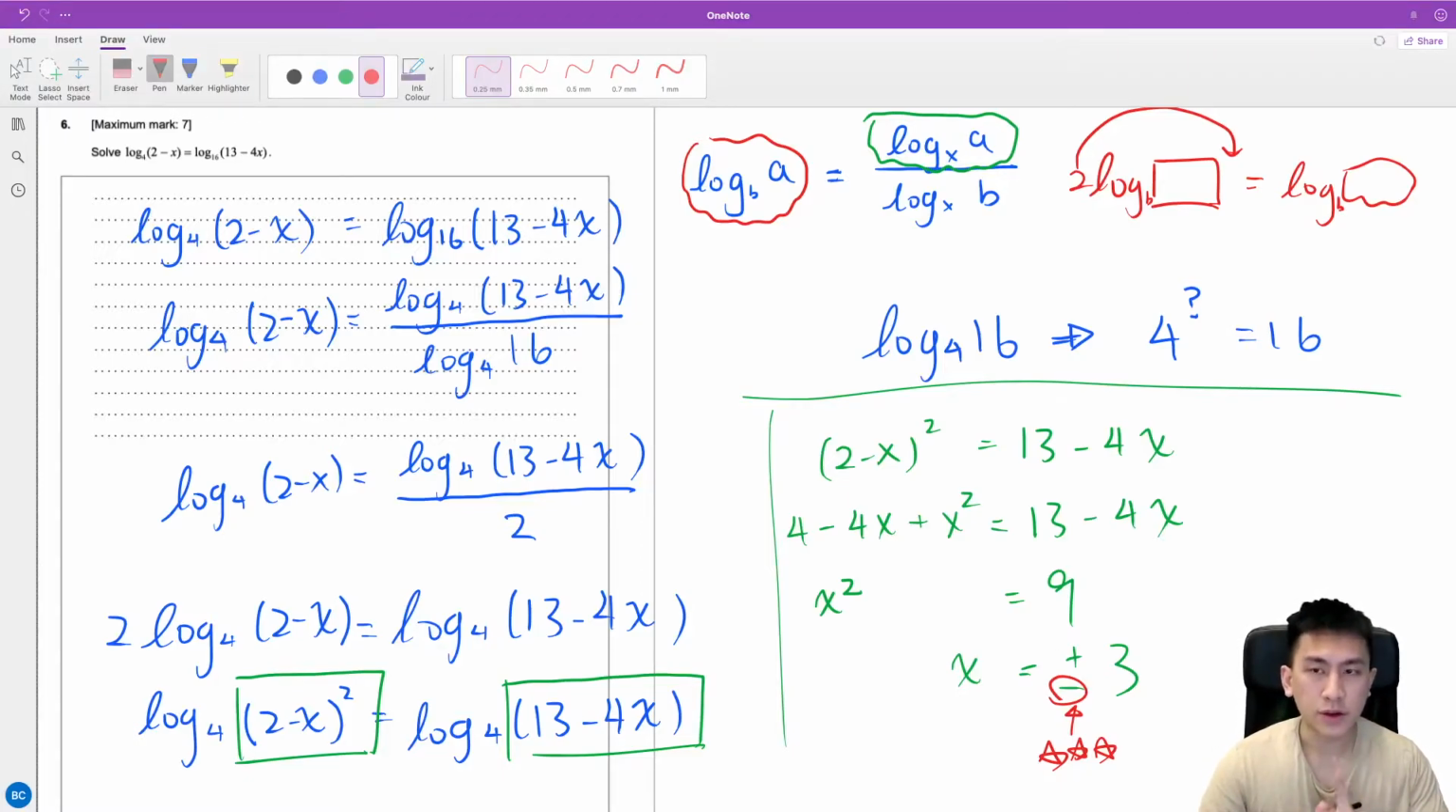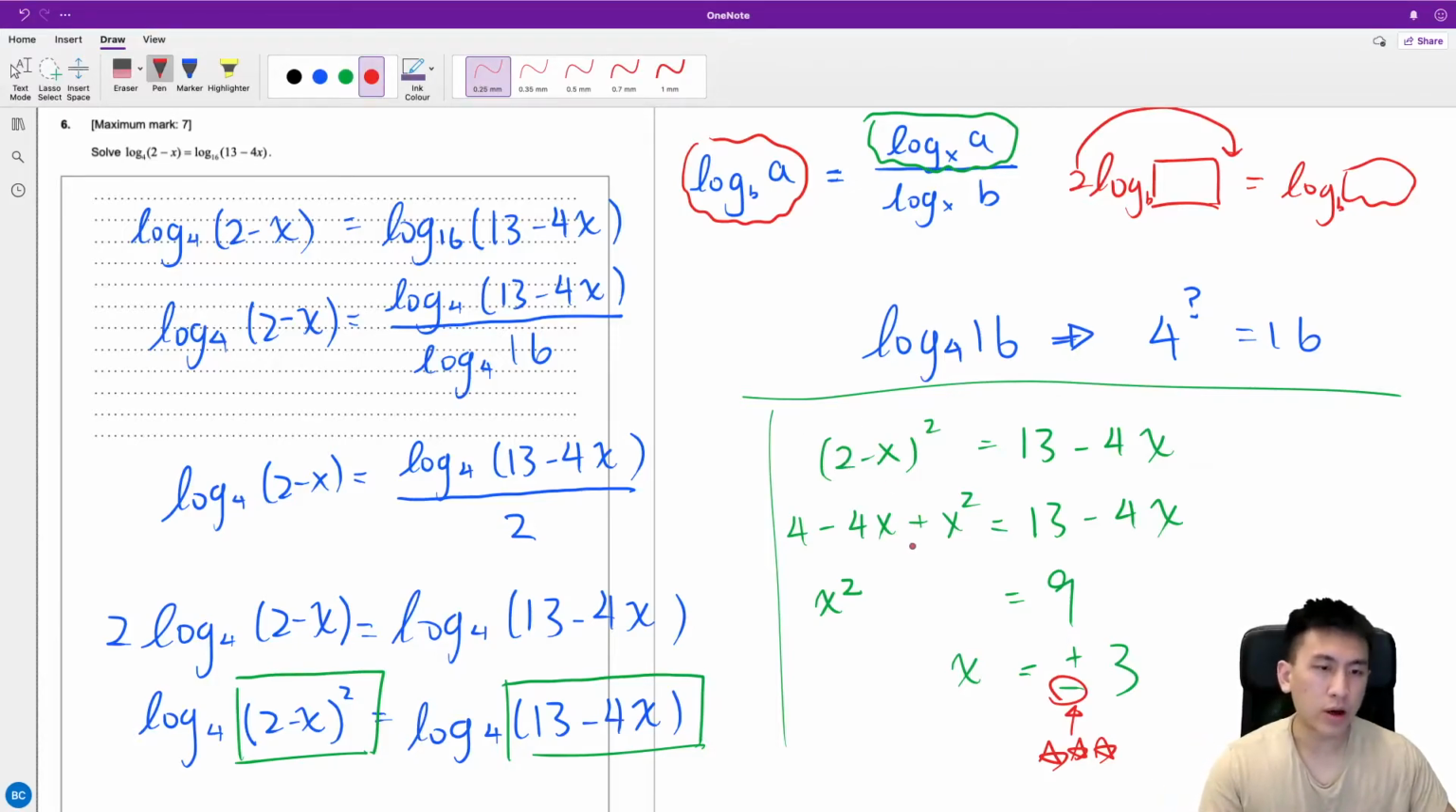However, that's not the end of the question yet, because remember, we got this solution from a log, and whenever you're dealing with a log, you've got to be very alert. Same with square roots and so on. You cannot log 0, and you cannot log a negative number. Just like how you can't divide by 0, or square root a negative, you have to remember you cannot log a negative number.